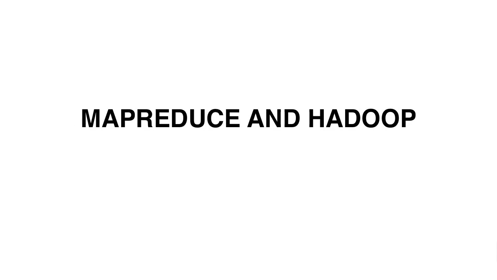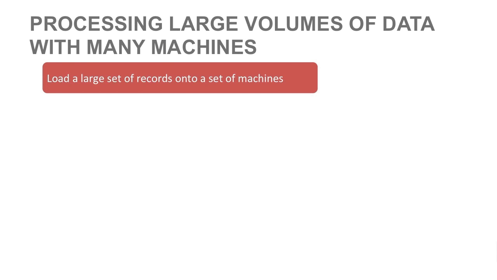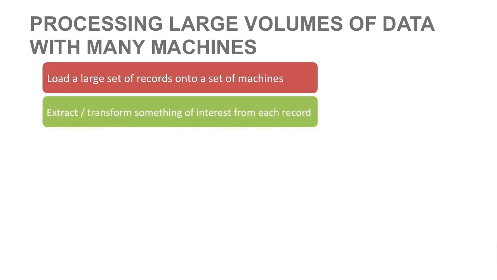In this section, we will introduce the foundations of Hadoop. Let's see how we would process large volumes of data with many machines. The first thing that we would need to do is to load a large set of records onto a set of machines. That would typically mean that we would need to split this data so every machine gets one subset of data.